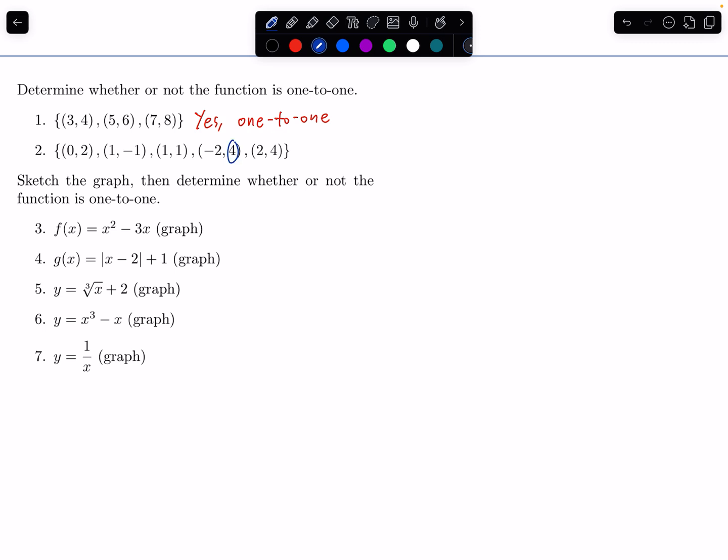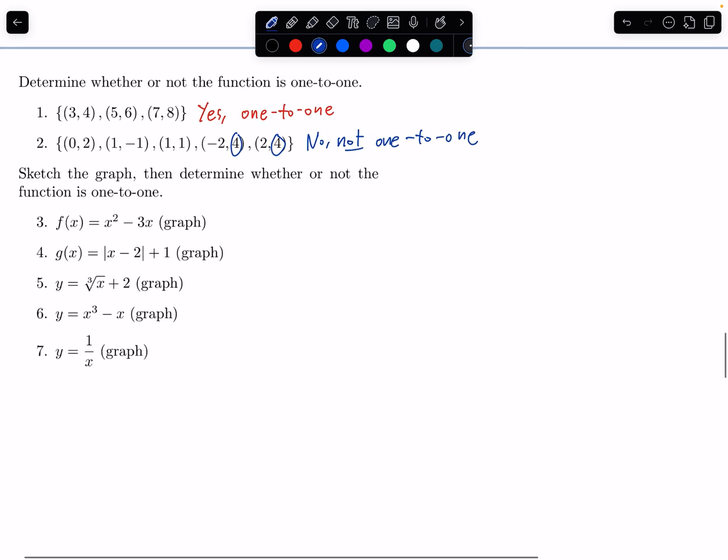Okay, number 2, do I have any y values that repeat? And yes, right here, I've got -2, 4. So think of this as, if I was to graph this, -2, 4 right here, and +2, 4. So a horizontal line would go through both of those points, right? And so that means it's not one-to-one. It's not a one-to-one function. So no. Not one-to-one.